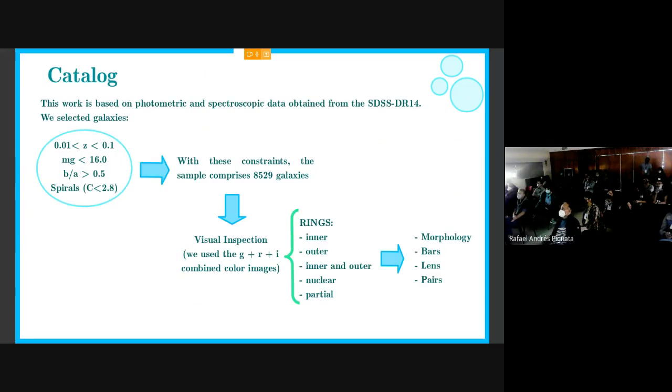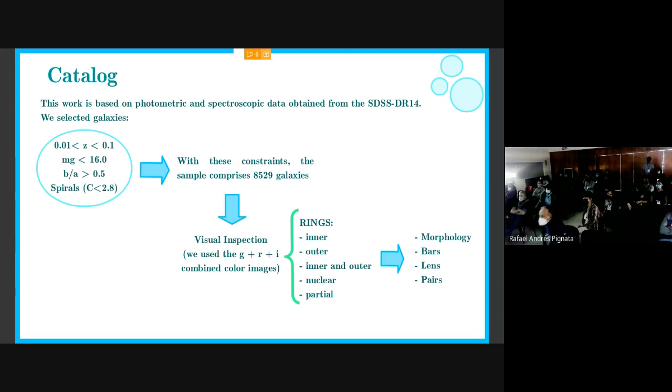This catalogue is based on photometric and spectroscopic data obtained from the Sloan Digital Sky Survey Data Release 14, and we select bright spiral galaxies based on orientation in this range, considering these constraints. With this criteria, the sample comprises about 8,500 galaxies.